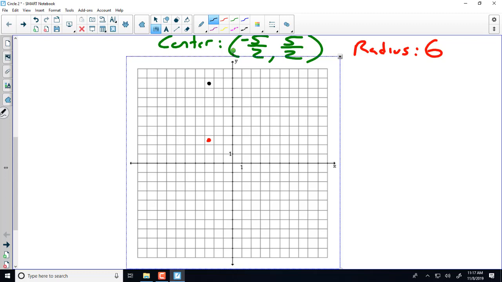Now I will go right 6, 1, 2, 3, 4, 5, 6, crossing right over the y-axis, that's okay. Down 6, 1, 2, 3, 4, 5, 6, crossing right over the x-axis, that's okay. 1, 2, 3, 4, 5, 6. Okay, so there's my points. Those are not the only 4 points on the circle, those are just the reference points I'll use to help me draw my picture. So I'll draw a nice smooth arc to connect those. Connect those, and then one more here.